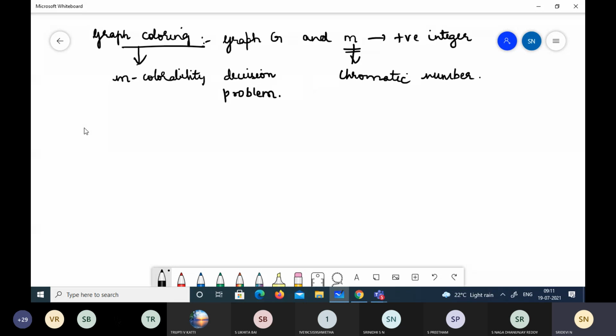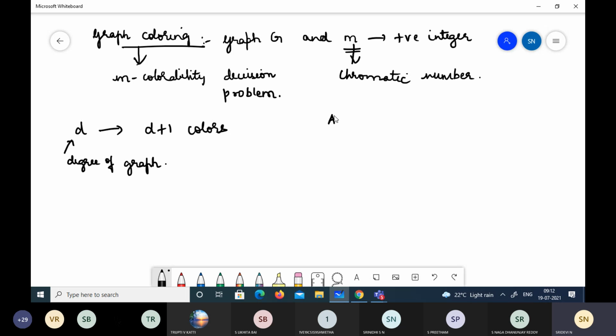If d is the degree of the given graph, then you can color it with d plus 1 colors. What do you mean by the degree of the graph? Degree of the graph is nothing but the highest degree of a particular vertex, isn't it?